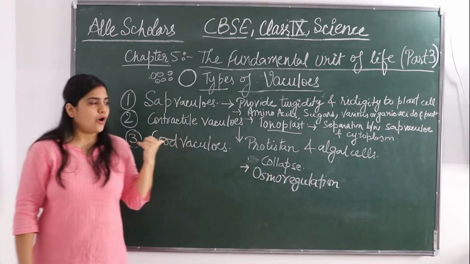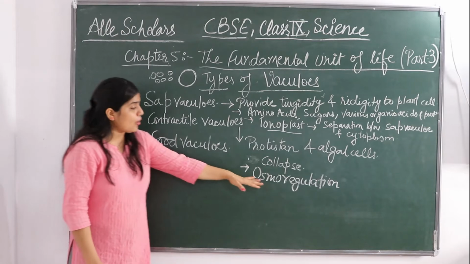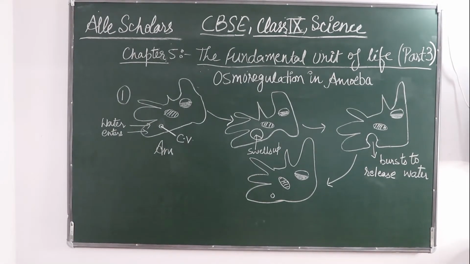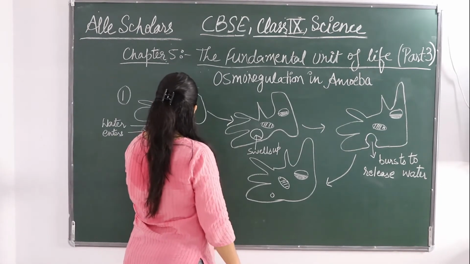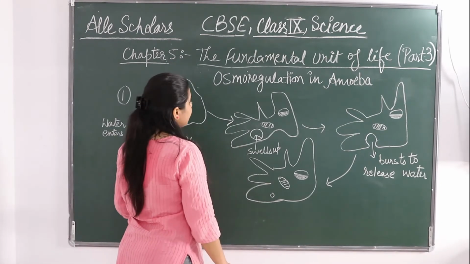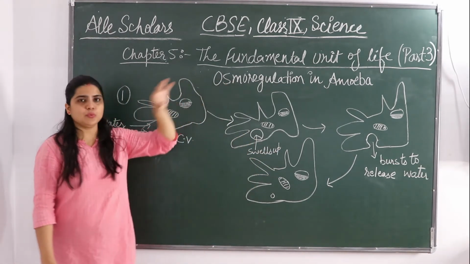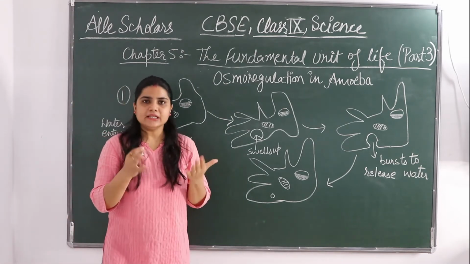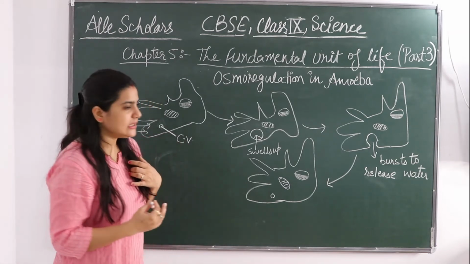Okay? So now I will be showing you a diagram of how the amoeba performs osmoregulation. Okay? So let's see osmoregulation in amoeba. Okay? So here you can see this is a figure in which these are the steps of how osmoregulation takes place in amoeba through the contractile vacuole. As I have already told you, osmoregulation means expelling of water, means the cell needs to maintain the water content. Okay? Maintenance of water content in the cell.